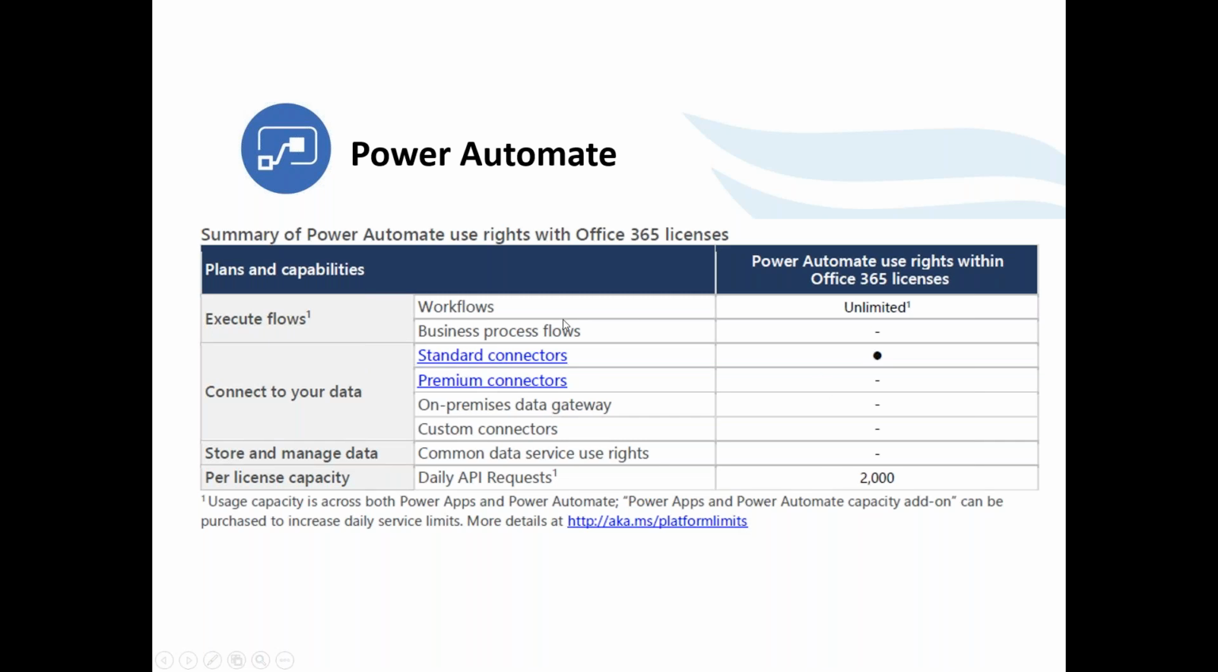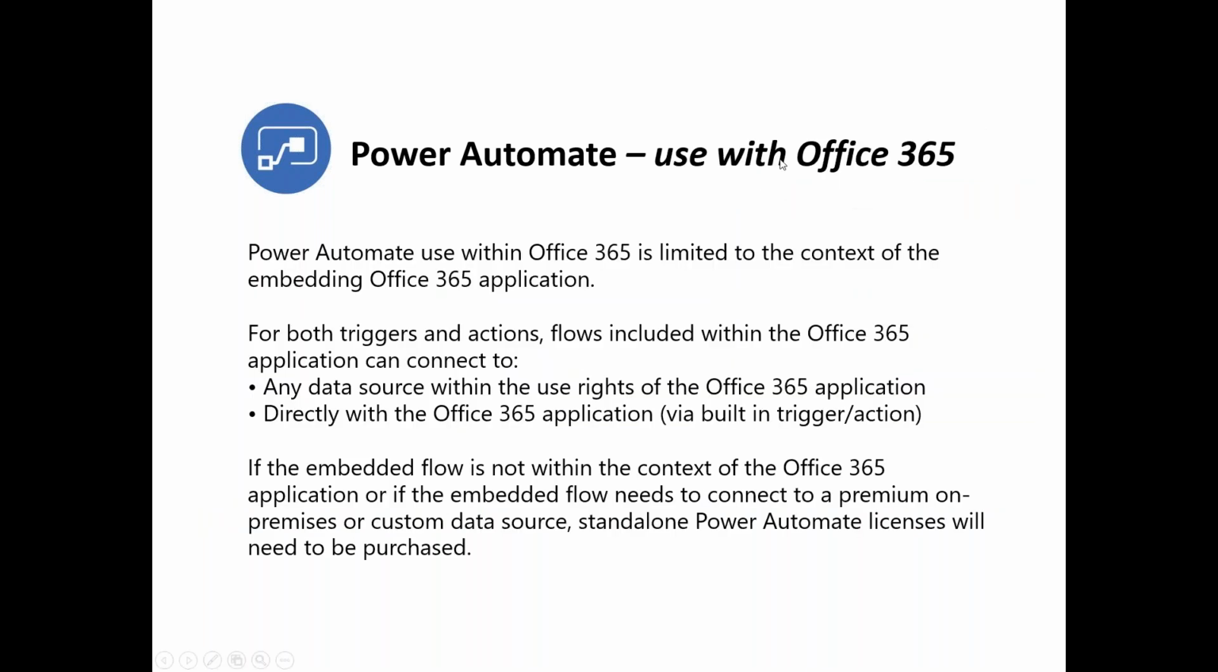You have no business process flows. You have your standard connectors, not your premium, not the on-premises, no custom, no common data service use rights, and a limit of 2,000. So you get the ability to run certain workflows within a certain context using standard connectors. And what that context is, use with Office 365.